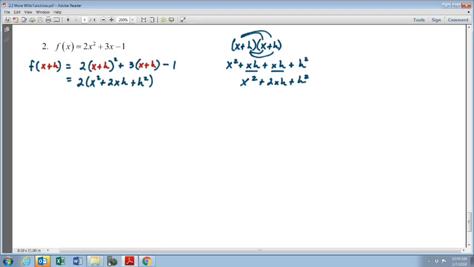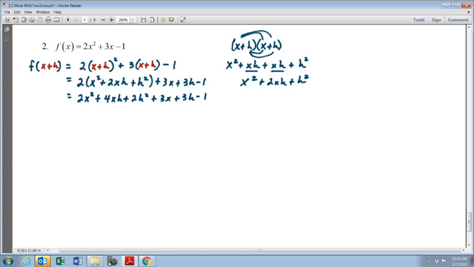It's 2 times that. And then let's distribute here. It'll be plus 3x plus 3h and then minus 1. So all I did was distribute here and bring down the minus 1. We also need to distribute the 2 here. Let me do that, and then bring down the rest. You can look at that, it's awfully long, but there are no like terms, so we're done. We just found f of x plus h.